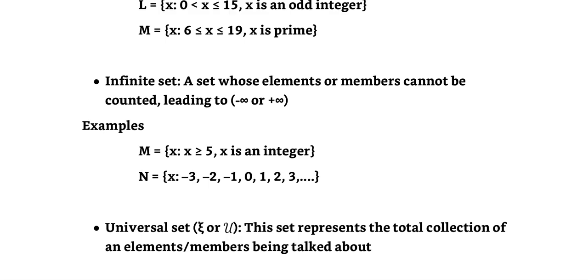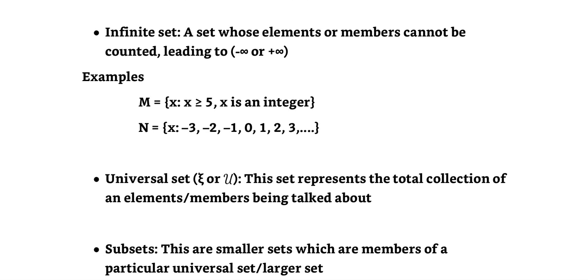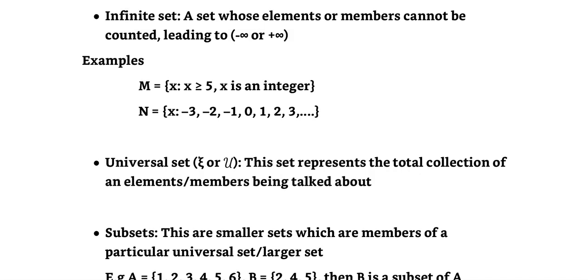The next type of set is the subset, which I just introduced. These are smaller sets which are members of a particular universal set, right? As I mentioned, you would have the pen, the ruler, and maybe the sharpener. Those are the subsets. Those are the smaller sets that belong to the universal set, or maybe a larger set.